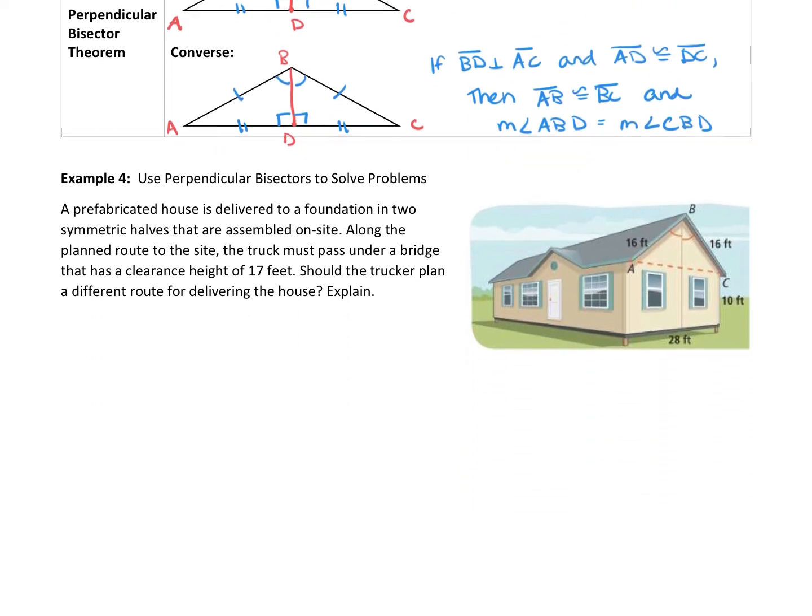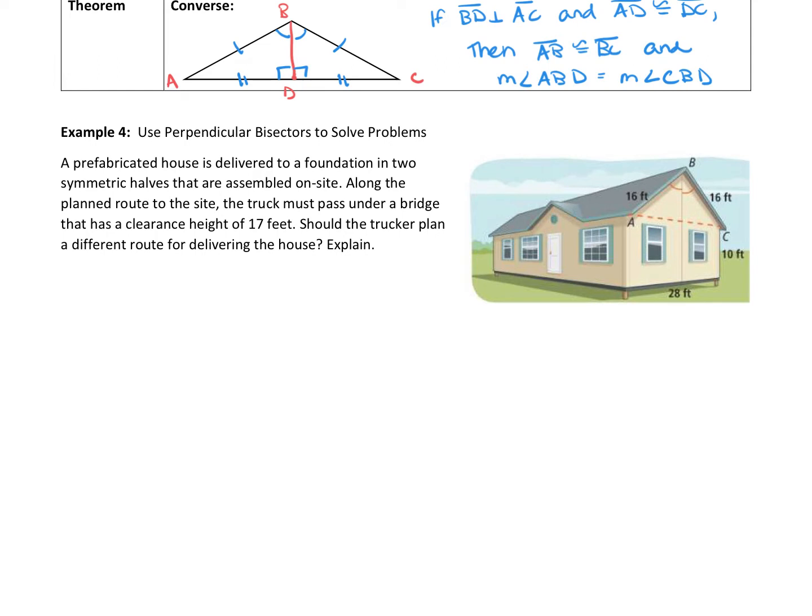Okay, now let's put that knowledge to use with this real world example. A prefabricated house is delivered to a foundation in two symmetric halves that are assembled on site. Along the planned route of the site, the truck must pass under a bridge that has a clearance height of 17 feet. Should the trucker plan a different route for delivering the house? Explain.